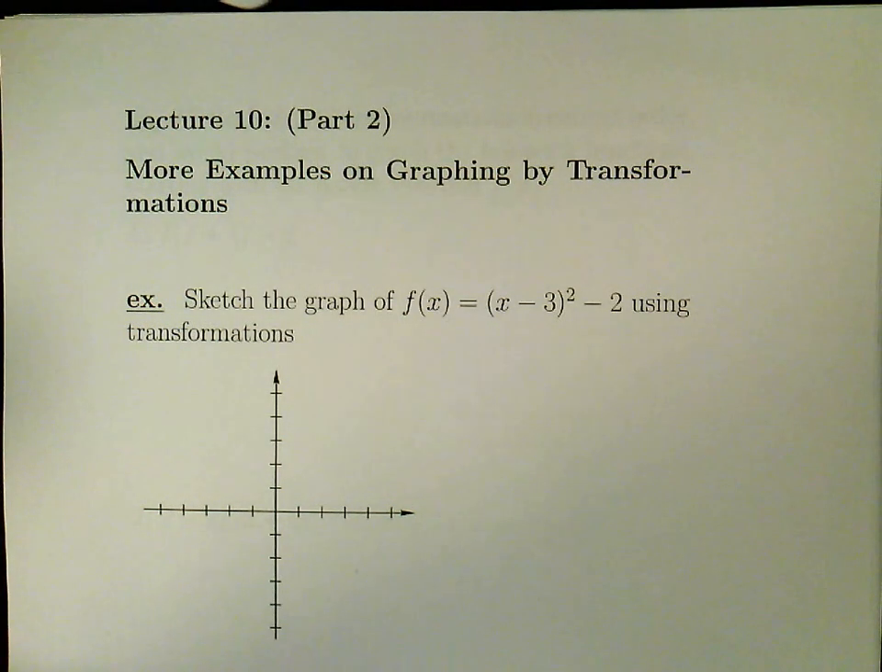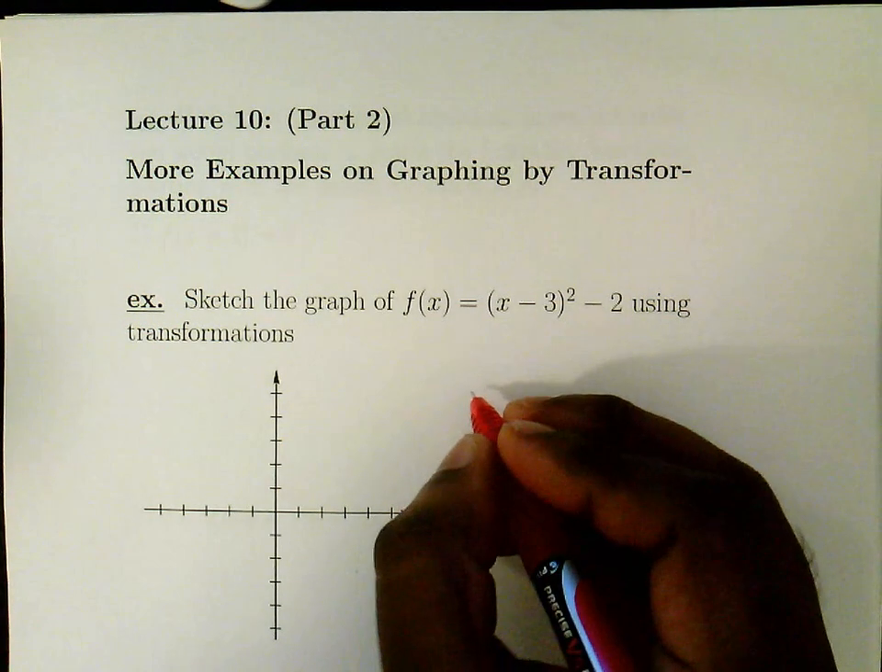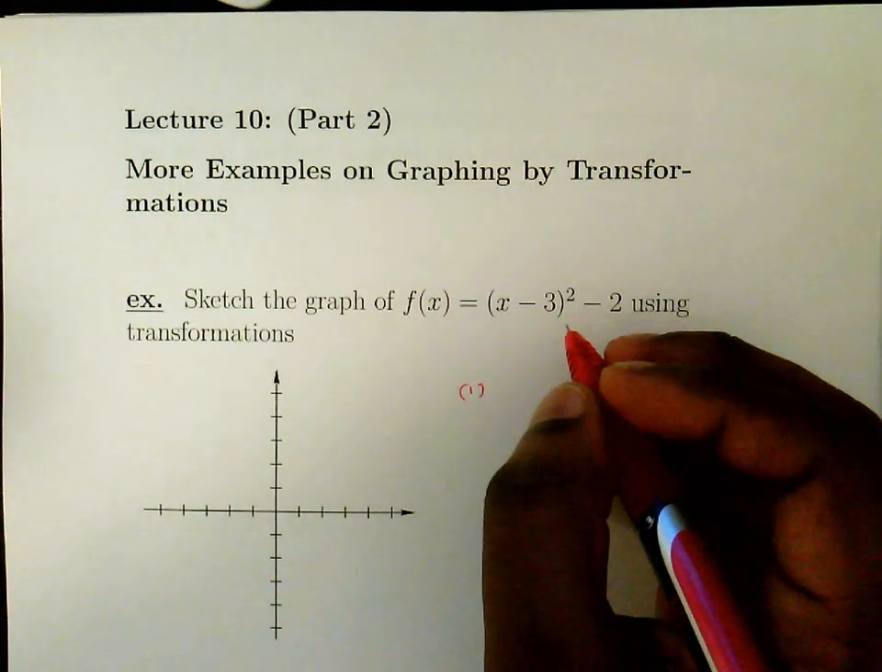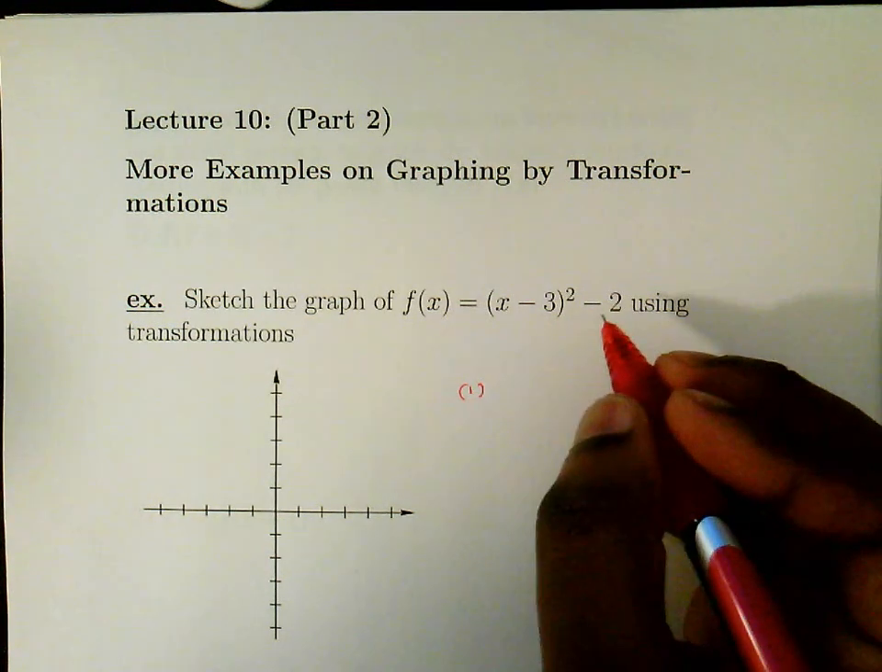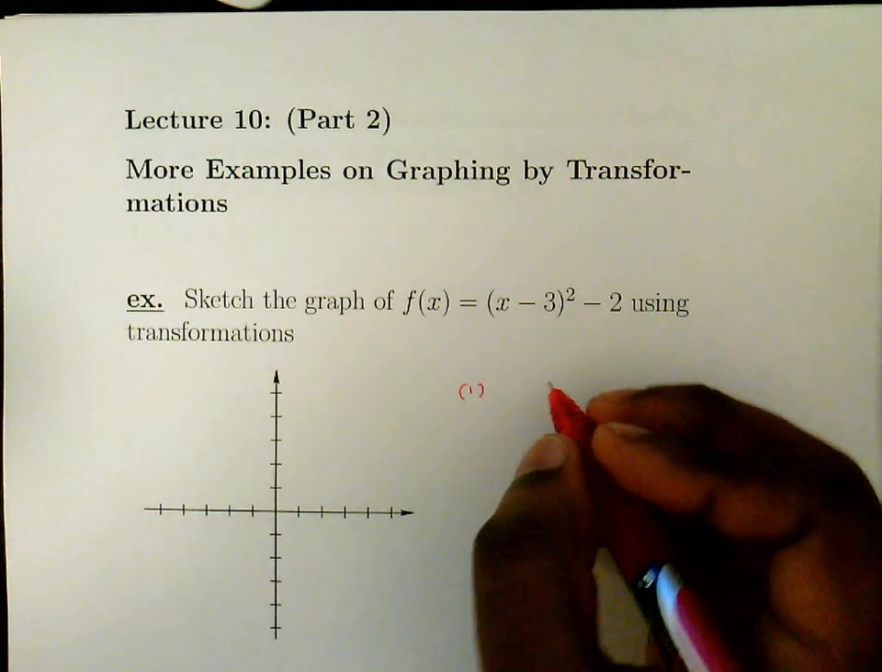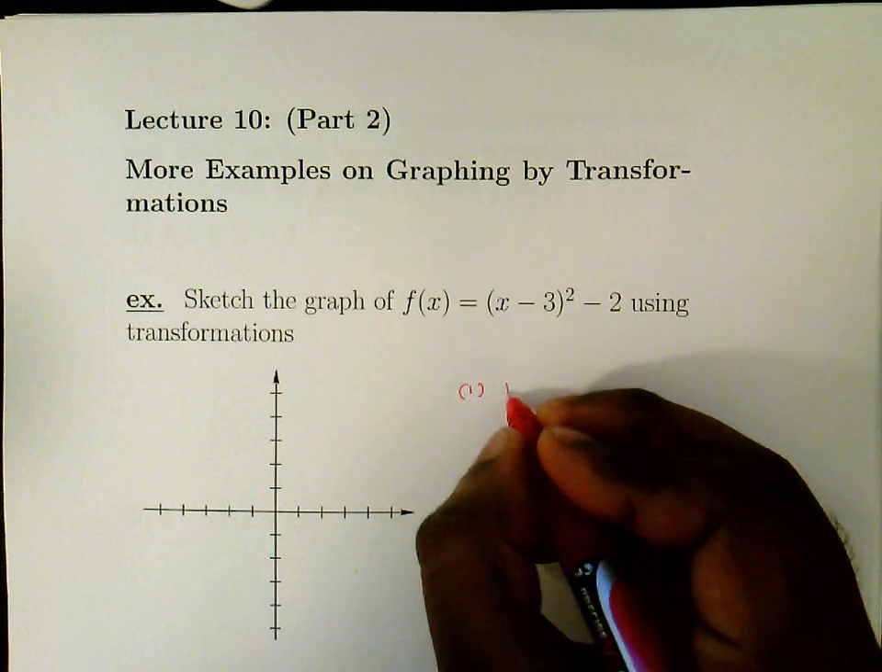So I believe the best thing to do before doing a lot more examples is to summarize what we already did in class. Okay, so let me write things down here. When you are given a function that is a transformation of another function and you are asked to draw it, these are the steps you need to follow. The first step is you need to identify what the parent function is, and in this case the parent function is x squared. So first step is determine the parent function.